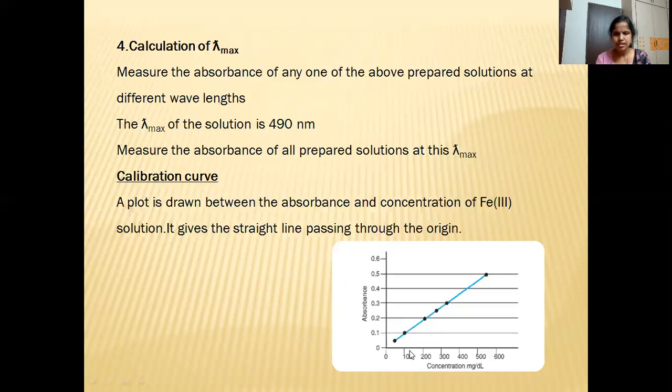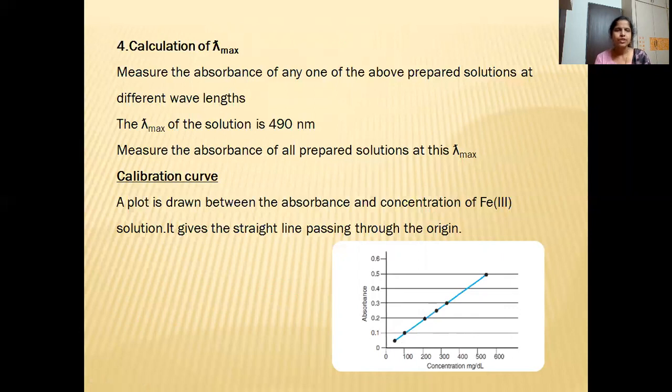Here you can see 5 or 6 points are there. For the first one, what is the absorbance? All the points we have to first note, and then join all the points such that you get a straight line, and this straight line has to pass through the origin. That means it is satisfying Beer's law.